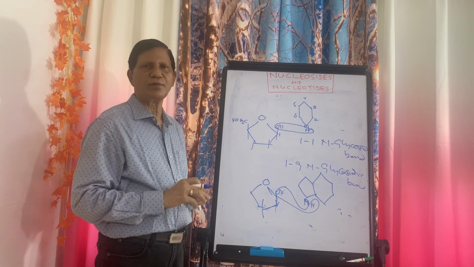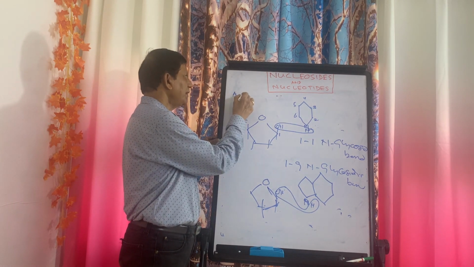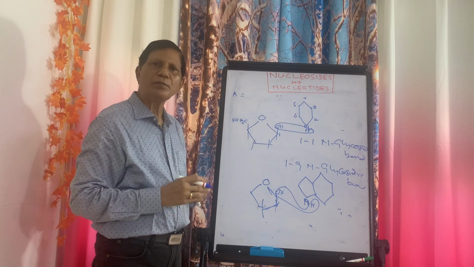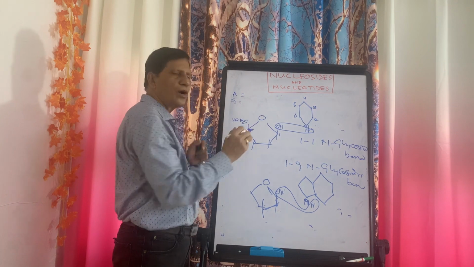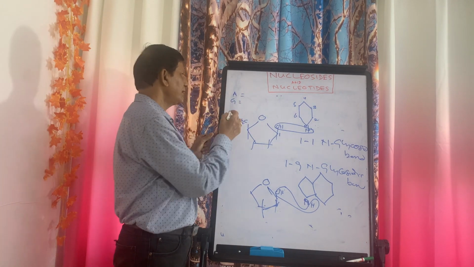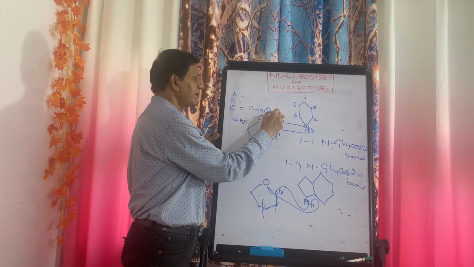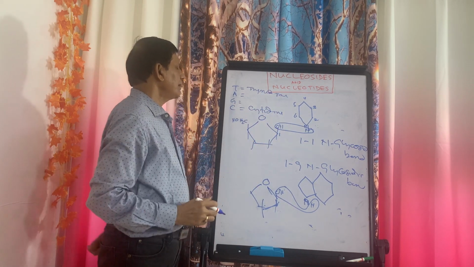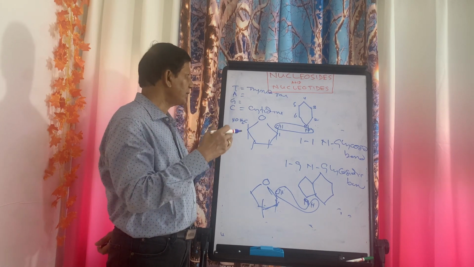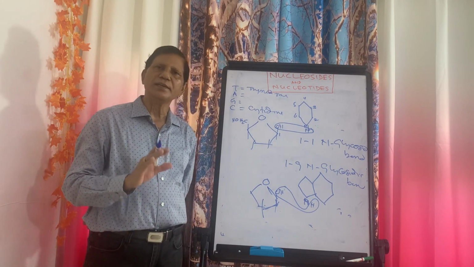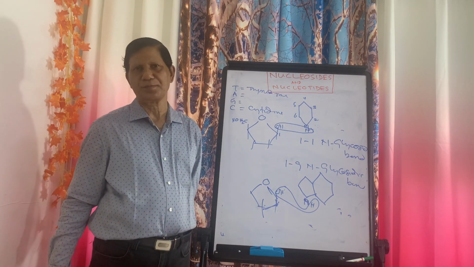Suppose you take the example of RNA. So in RNA, if it is adenine, then the name of the nucleoside will be adenosine. Guanine, guanosine. Cytosine, cytidine. That means adenosine, guanosine, cytidine. These are the names for different types of nucleosides of RNA.